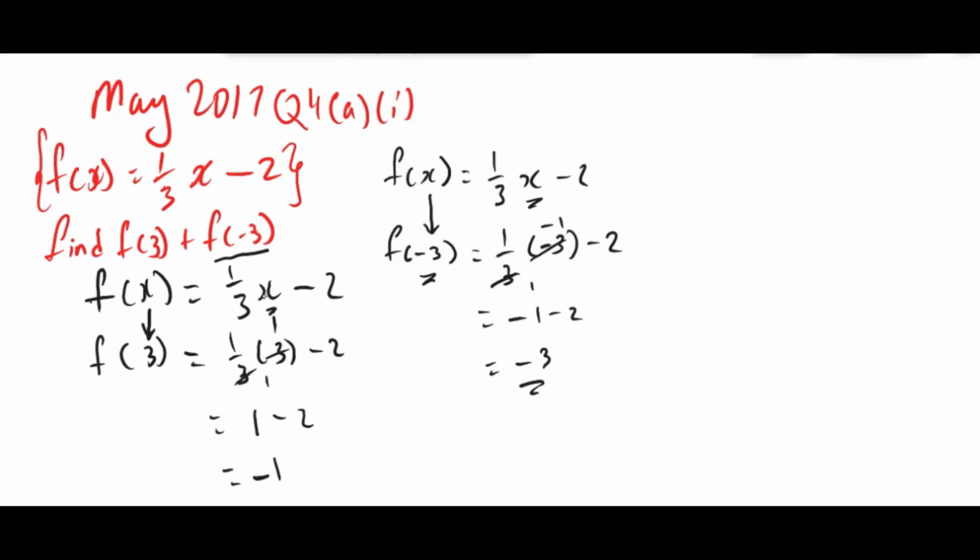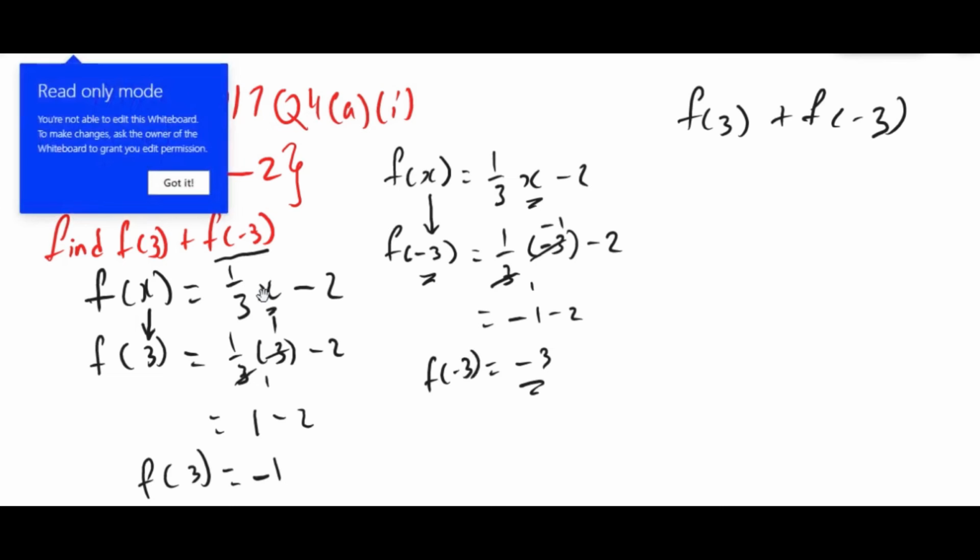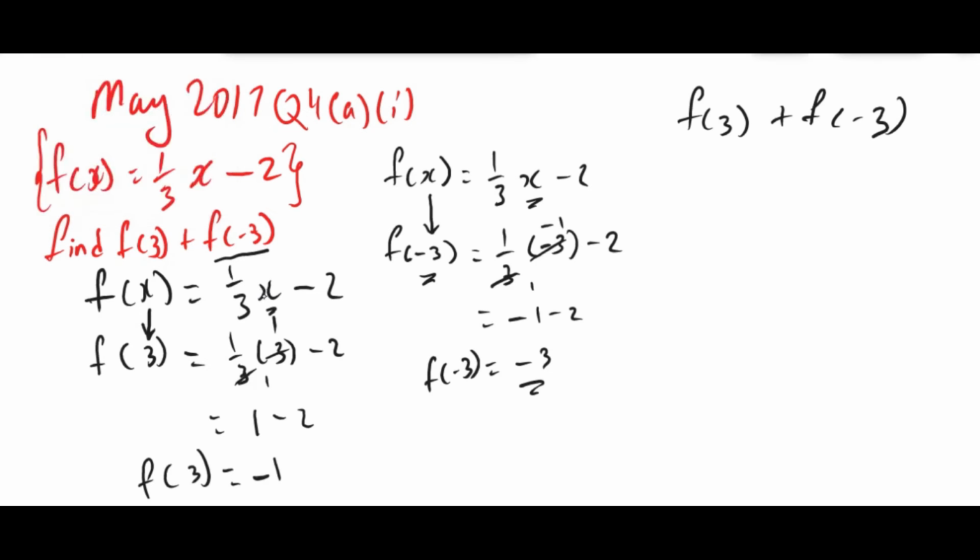But let's not forget the question. The question asks us to find f of 3 plus f of minus 3. So I'm going to rewrite this here, right? And I'm going to input the variables that we used before. So as we said here, this was f of 3, and this was f of minus 3. So in putting that over here, f of 3 is minus 1, and the f of minus 3 is minus 3.